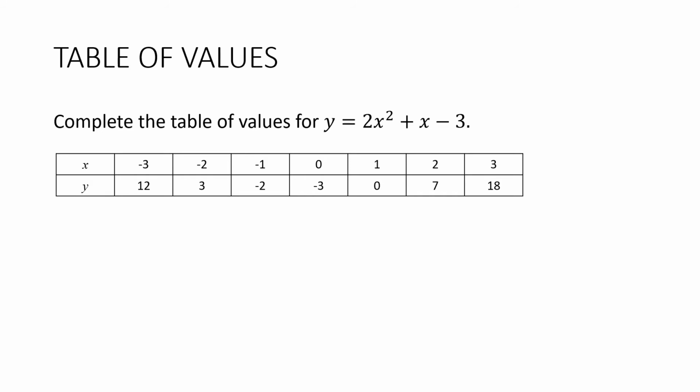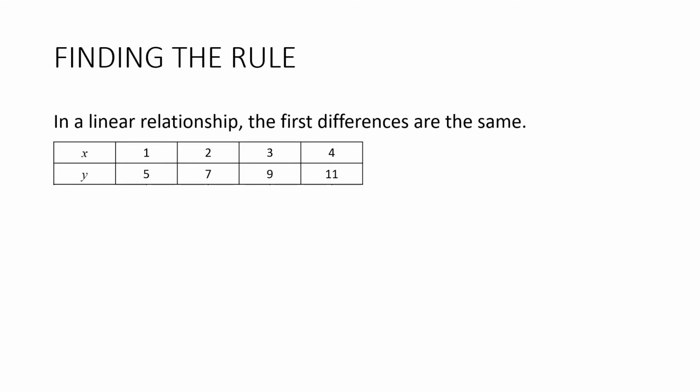And there it is. Now if we're given a table of values, then one thing we can do is find the rule. In a linear relationship, the first differences are the same. Now, this is what I mean by the first differences.